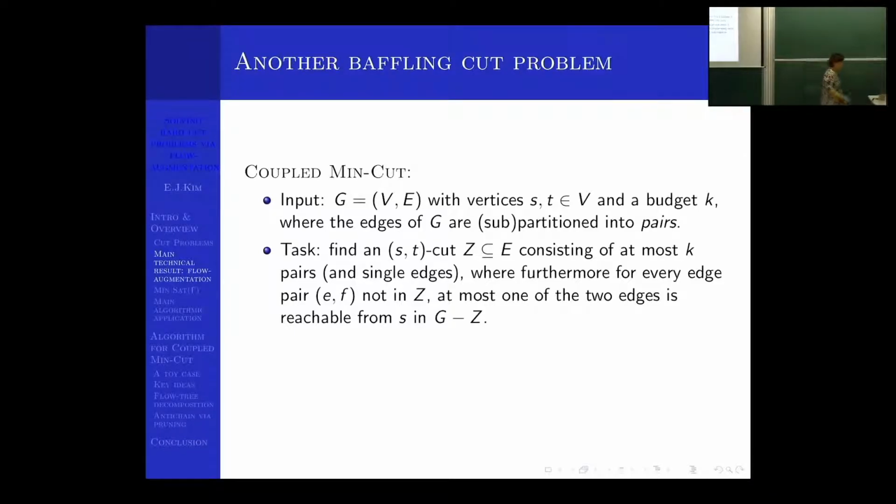So what do I mean by this? Let's say the edge set Z can look like this, and some of the edges might be like here. It means that if E, F is a pair, then you cannot have E and F both fully reachable from S. By this blob, I mean the set of vertices reachable from the source after deleting Z from G. Does it make sense? Yeah.